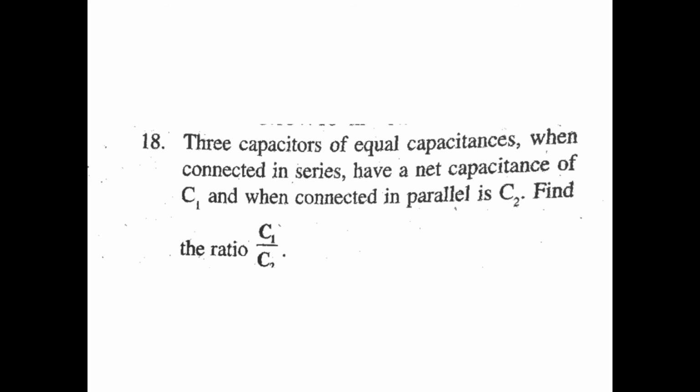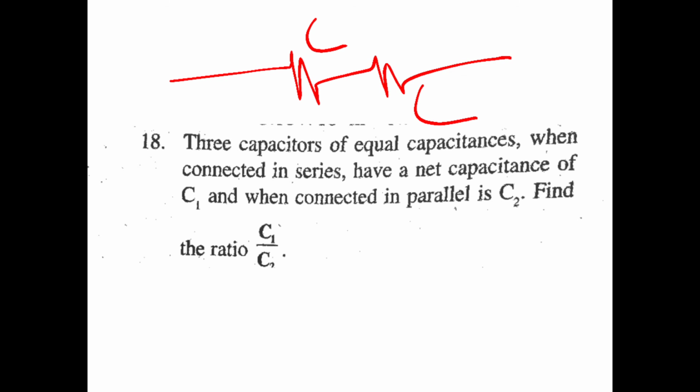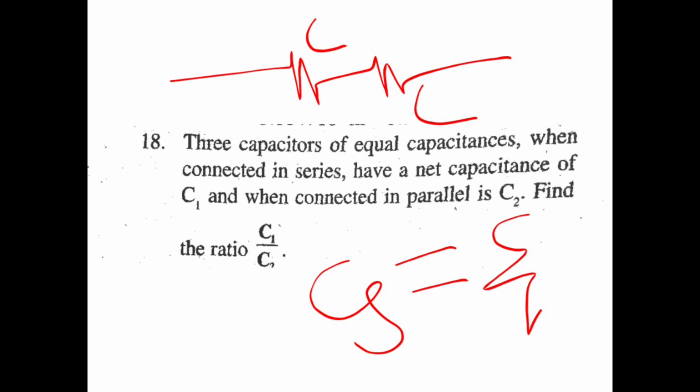Next, three capacitors of equal capacitance. When they are connected in series they have a net capacitance of C1, and when they are connected in parallel they have a net capacitance of C2. Find the ratio of C1 and C2. Let the equal capacitance be C. If they are connected in series, for identical capacitors, let's use the trick: Cs is equal to C by N. Here I took N equal to 2, so Cs is equal to C by 2.